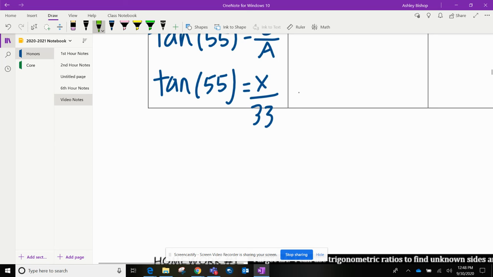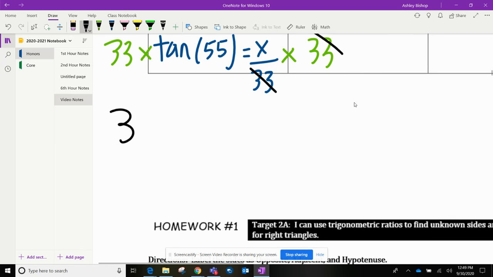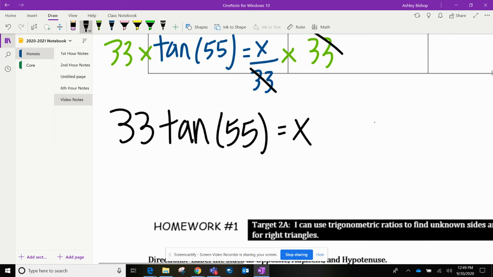I need to undo division. In order to undo division, I'm going to multiply both sides of the equation by what I'm dividing by. I'm dividing by 33, so I'm going to multiply both sides of the equation by what's in my denominator. Those will cancel each other out. So now I have 33 times the tangent of 55 is equal to X. Now X is by itself, but I can put this in my calculator to figure out the answer.